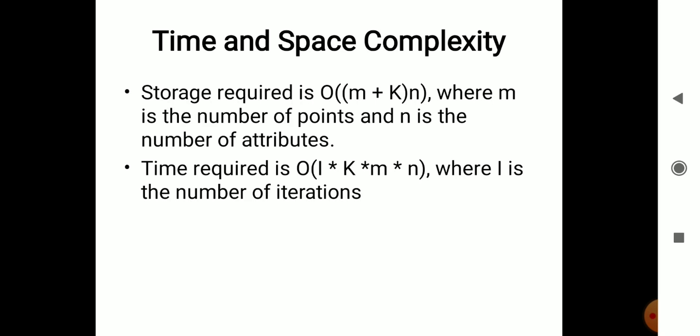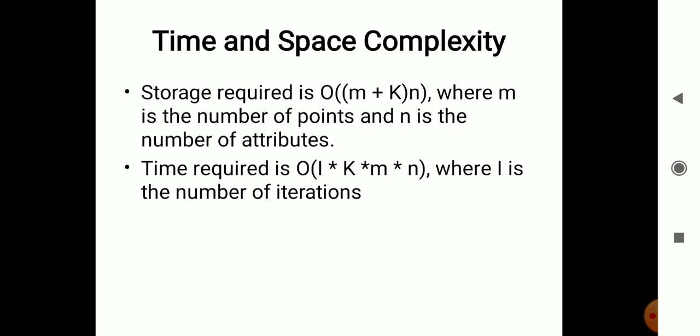Coming to the storage space required for this K-means algorithm, it is big O of (m plus K) times n. What does m represent here? M represents the number of points, and n represents the number of attributes. K, or capital K, is the number of clusters, and the time required here is big O of I times K times m times n. Here, as you already know what K, m and n are, I is the number of iterations required for generating the K-means clusters.